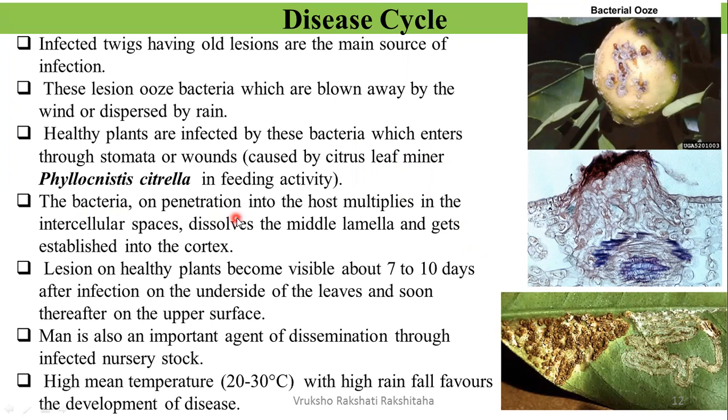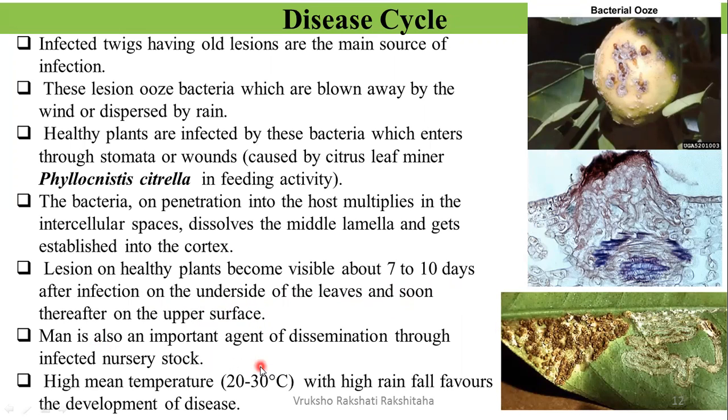This bacteria, on penetration into the host, multiplies in the intercellular spaces and then it dissolves the middle lamella and then gets established into the cortex. Now these lesions on healthy plants become visible about 7 to 10 days after infection, first on the lower surface of the leaf and later on the upper surface of the leaf.